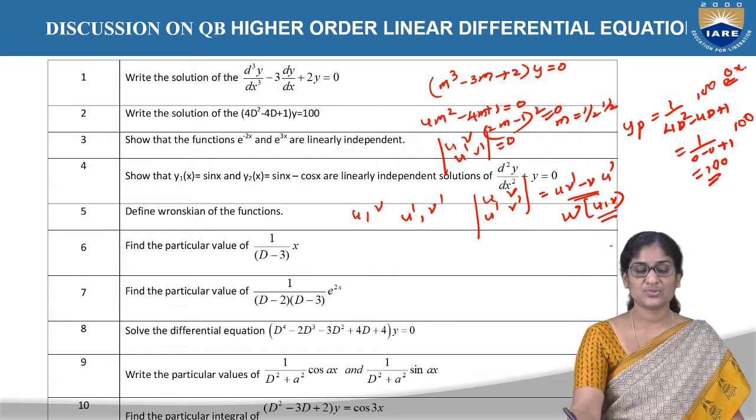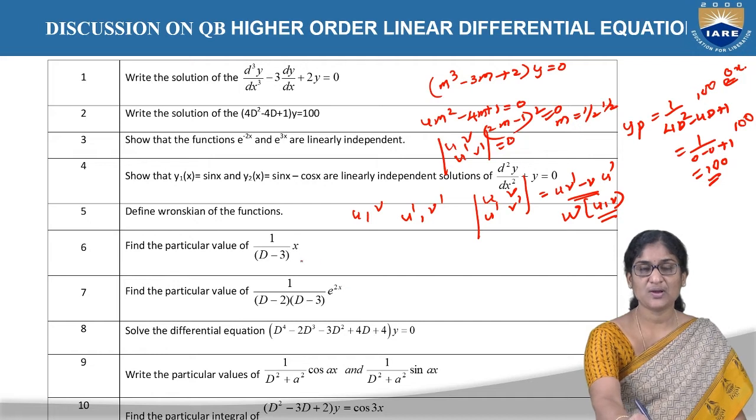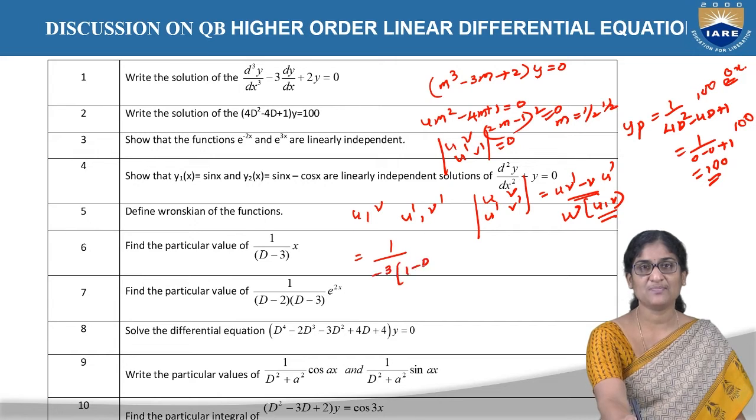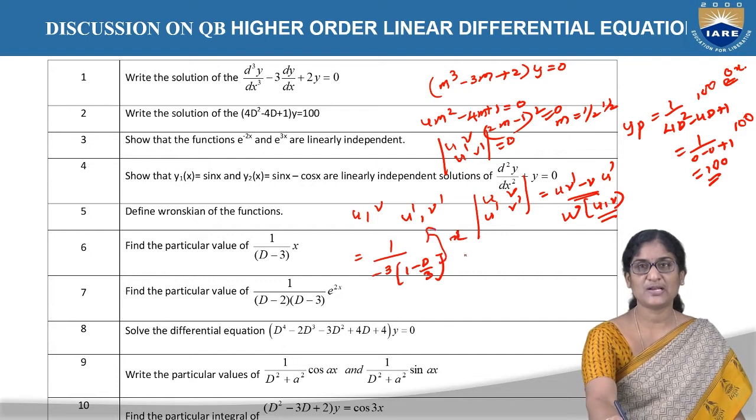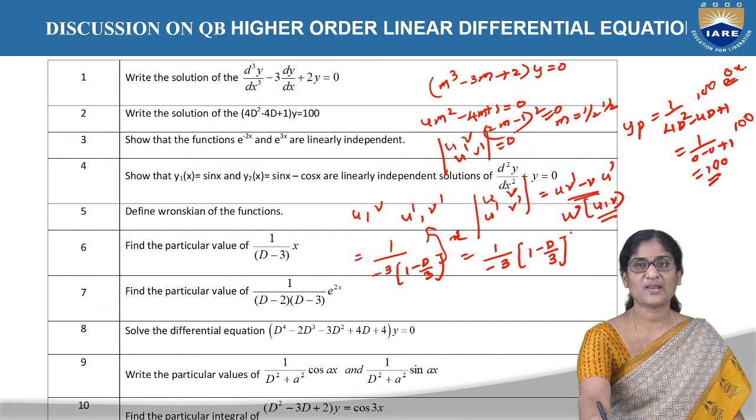Going to the next question, find the particular integral of 1 by (D minus 3) into x. The denominator can be written as minus 3 times (1 minus D by 3) into x. Bringing this to the numerator and applying the binomial expansion for negative indices, we get 1 minus D by 3 whole to the power of minus 1 into x.